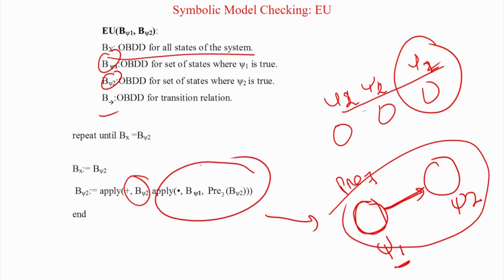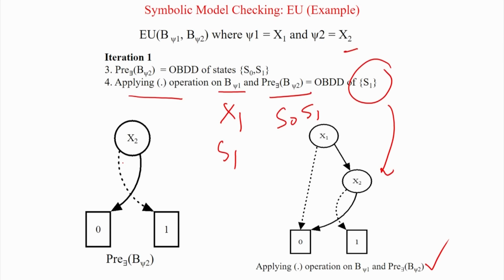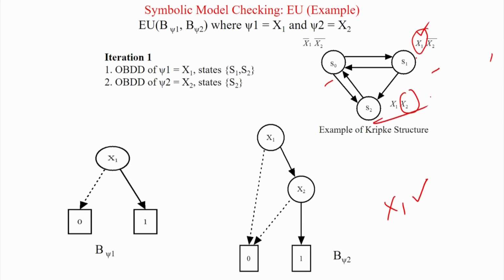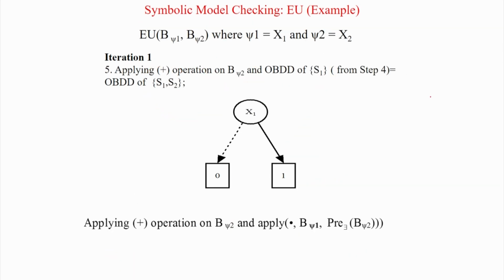By this part of the formula we have got the solution of S1. Now we have to do this OR operation, and this one will be done by this one. S2 is simply where x2 is true. So by this iteration we are getting the value of S2 over here, which is just a simple operation. Finally, this is the BDD where E(psi 1 U psi 2) is satisfied, and the answer is states S1 and S2.